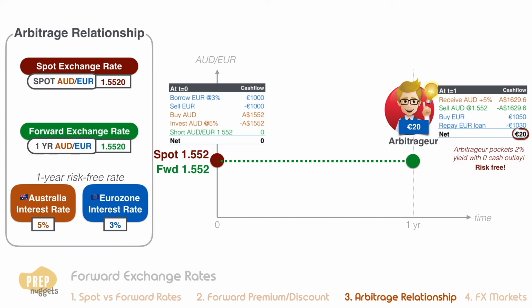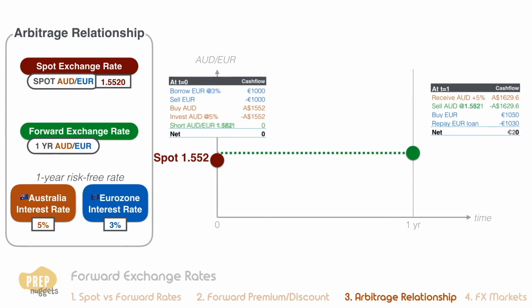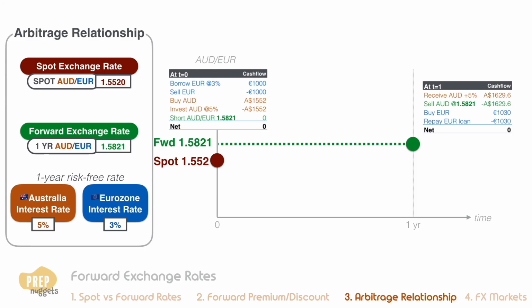If you've gone through the derivatives course, you would have learnt that such arbitrage opportunities cannot persist. Arbitrageurs will pursue this opportunity, which is to sell euro to buy AUD, which decreases the AUD per euro spot rate, and selling the AUD forward, which increases the forward exchange rate. This continues until the forward rate is at a no arbitrage level against the spot rate.